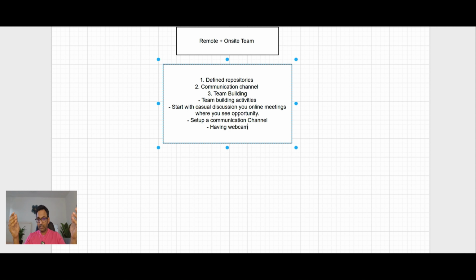If your organization allows it, if there is no policy holding you back, and if you can provide a webcam at all the locations. It's not mandatory. If someone has a poor network and the webcam is causing lag in the calls, that's fine. I'm not saying it's mandatory, but having a webcam is valuable.